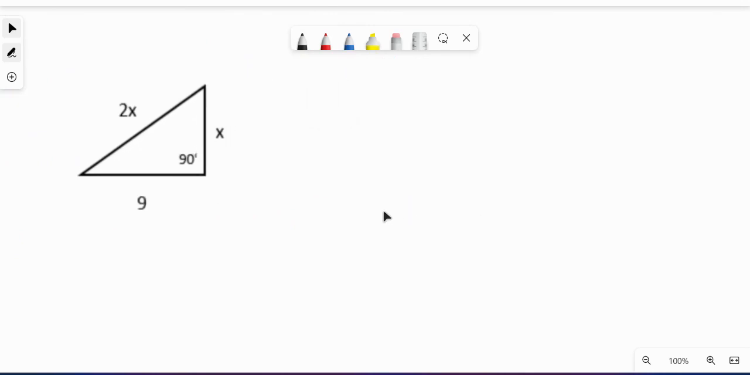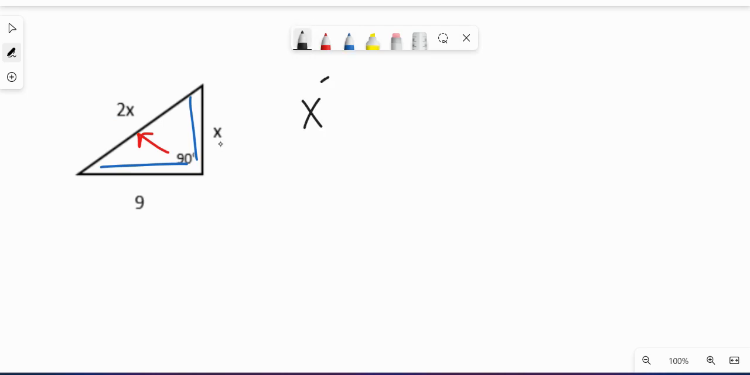Okay, over here. Again, I'm going to identify the hypotenuse, which is across from the 90-degree angle. So that's 2x squared. So that's my hypotenuse, right? And these two sides are the legs. So a squared plus b squared equals c squared. So x squared plus 9 squared, maybe we should do that in blue, x squared plus 9 squared equals.